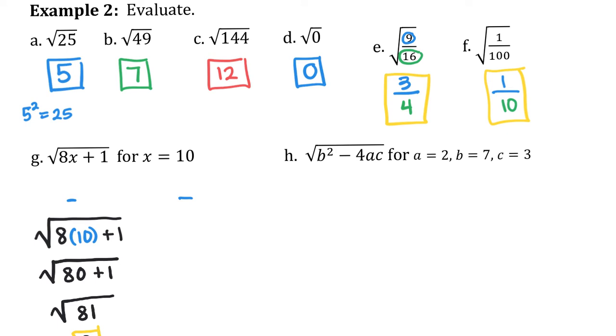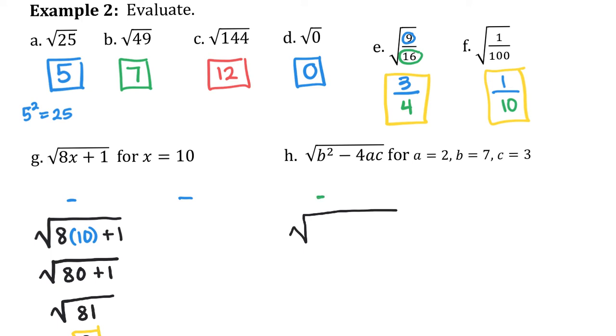Okay, I'm going to try something similar for H. Let's see, it says evaluate the square root of, and it has a bunch of stuff, b squared minus 4ac, which comes from a formula we're going to use a lot this semester, so I'm just going to get you used to seeing it so you don't freak out when we get to it. Okay, I'm going to go ahead and plug it in.